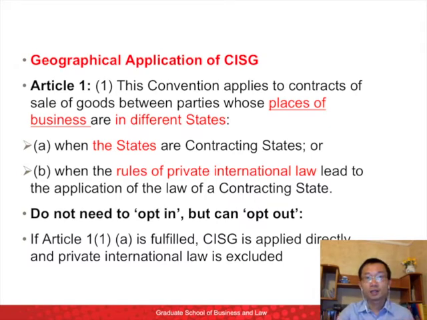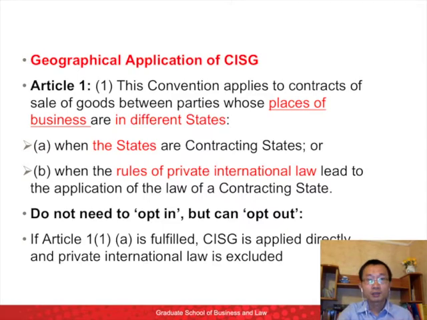Let's have a look at Article 1 of the Convention. This convention applies to contracts of sale of goods between parties whose places of business are in different states. A. When the states are contracting states, or B. When the rules of private international law lead to the application of the law of a contracting state.